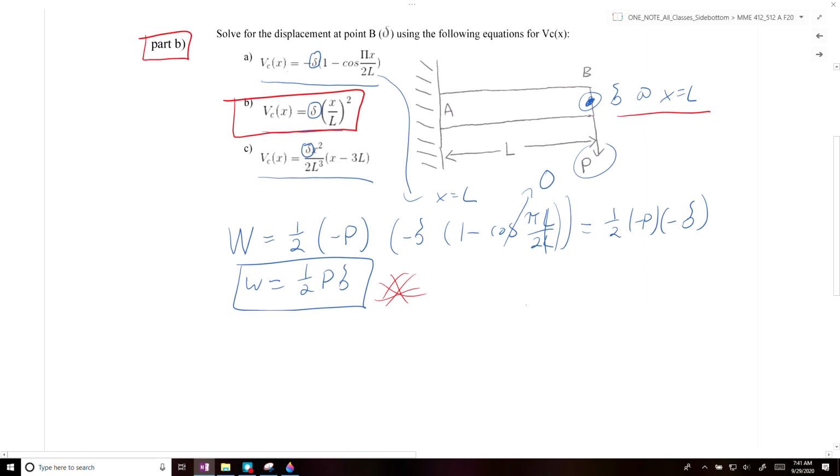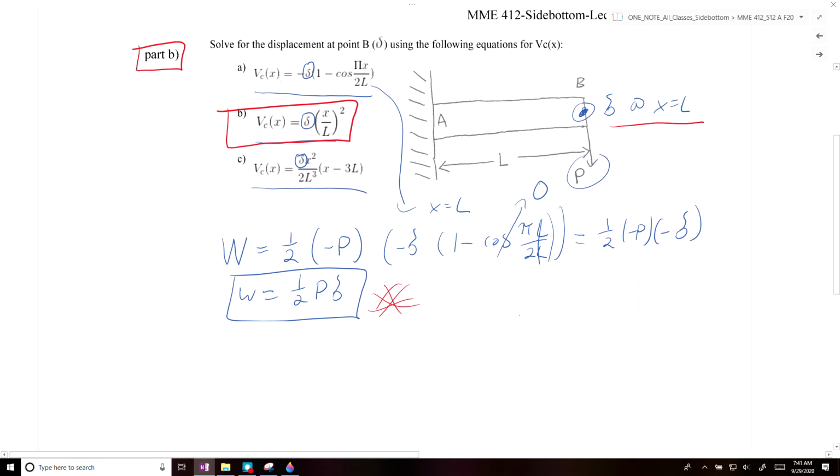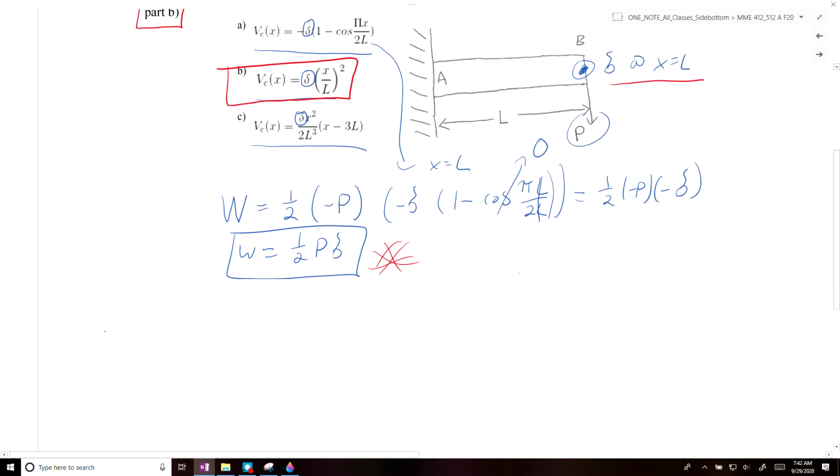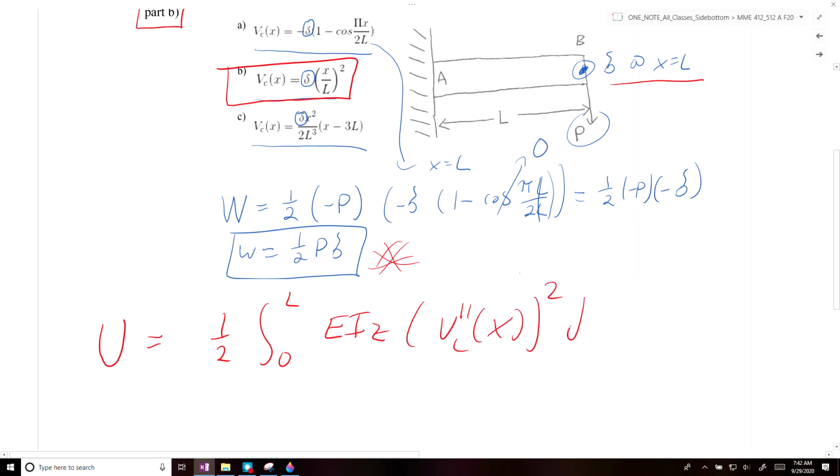Okay, so from part A, the video in part A, we talked about how you could calculate the work due to the concentrated applied force, and in this case we said our work was equal to 1/2 P times delta. Alright, so what we need to now do is calculate our strain energy, U. So our strain energy is going to be equal to 1/2 integral from 0 to L of EIz times our second derivative of vc of x squared dx.